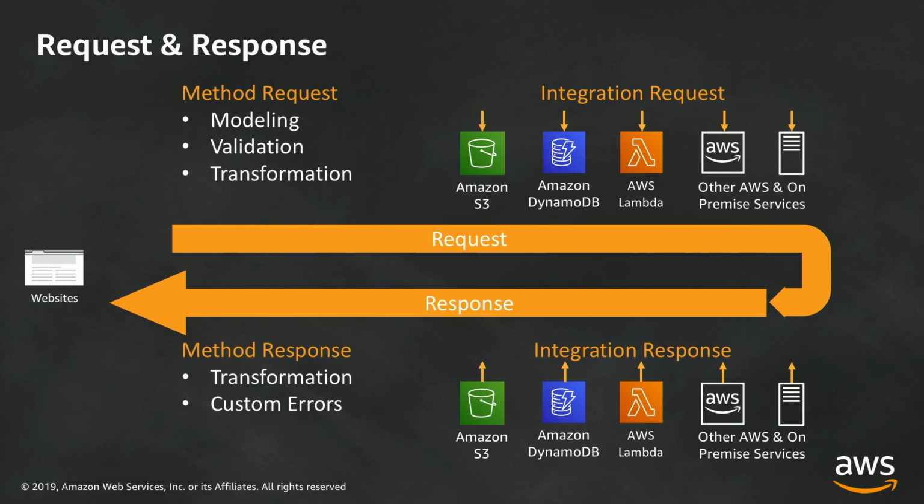So at the method request level, we can modify our request and then pass it to the integration in the new format. And when I say integration, I mean we've listed some examples here. We can integrate directly with Amazon S3, directly with Amazon DynamoDB, with AWS Lambda, and other AWS and even on-premise services.